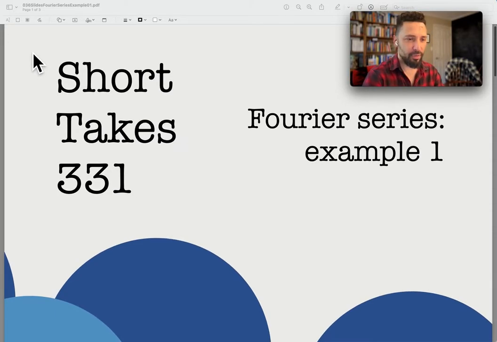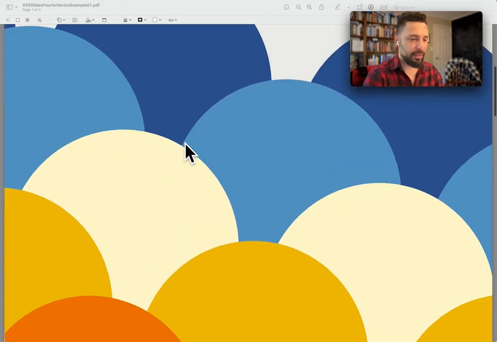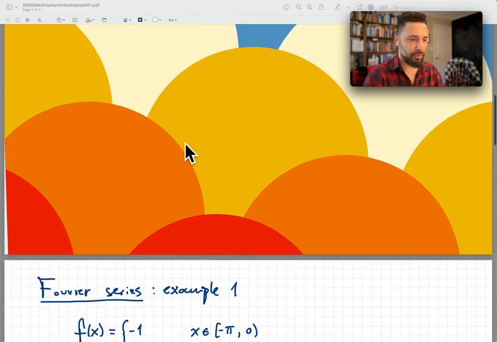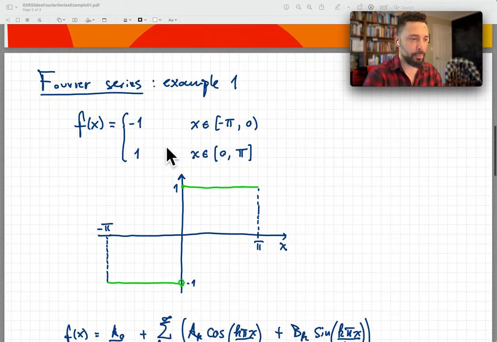Today I want to give you a quick example on a Fourier series. And this is one of the simplest examples you could do with Fourier series, and it's given by this function. So suppose you have this function. It takes on values of -1 between minus pi and 0, and it takes value 1 between 0 and pi. So of course there's a discontinuity here.